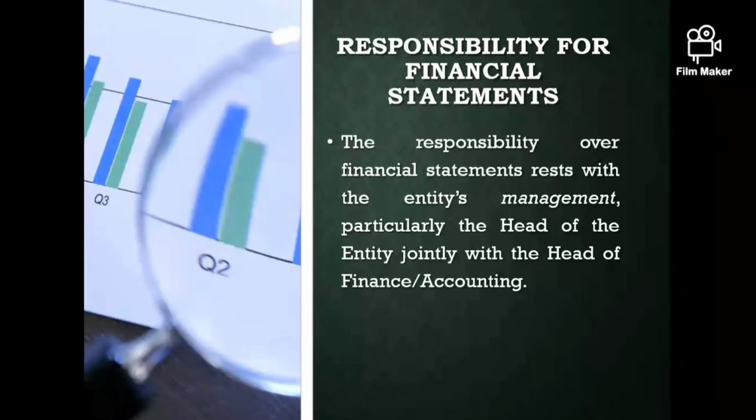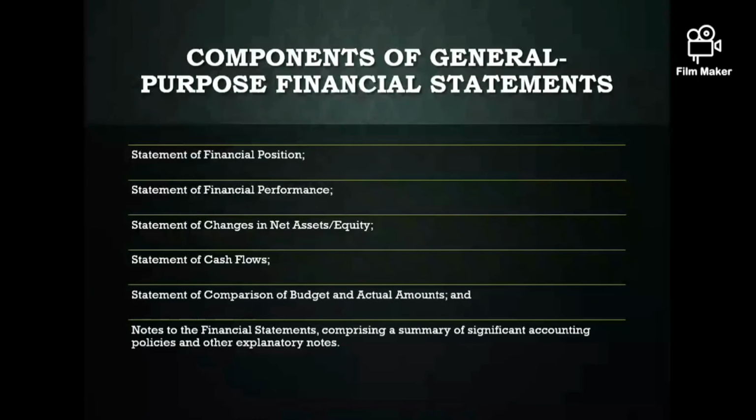So what are the components of a general purpose financial statement? They are composed of 6 FS. Ano yung meron doon? Una, yung statement of financial position, statement of financial performance, statement of changes in net asset or equity, statement of cash flow, statement of comparison of budget and actual amounts, and notes to financial statement.